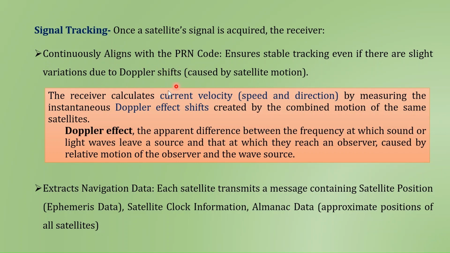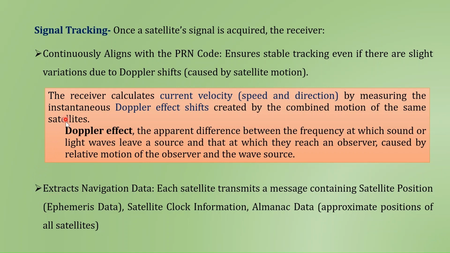So what is Doppler shift? This Doppler shift is mainly because of the continuous revolution of the satellite around the Earth, and this Doppler effect is considered as the apparent difference between the frequency at which the sound or light waves leave a source and that at which they reach an observer, and it is mainly caused by the relative motion of the observer and the wave source. So the GPS receiver calculates the current velocity, speed and direction by measuring the instantaneous Doppler effect shift created by the combined motion of the satellites which are in view.